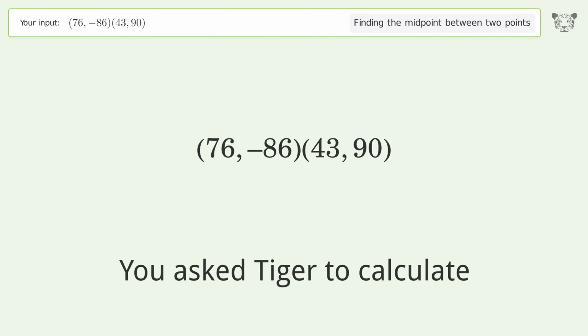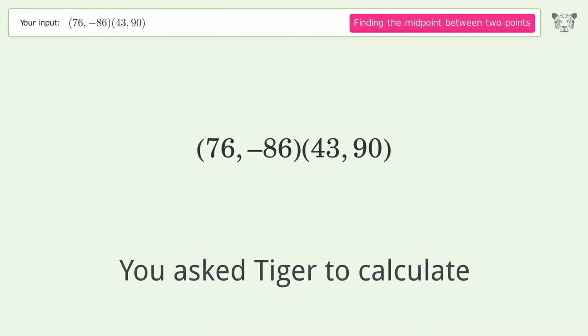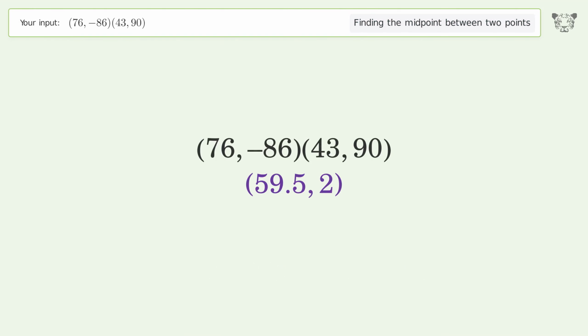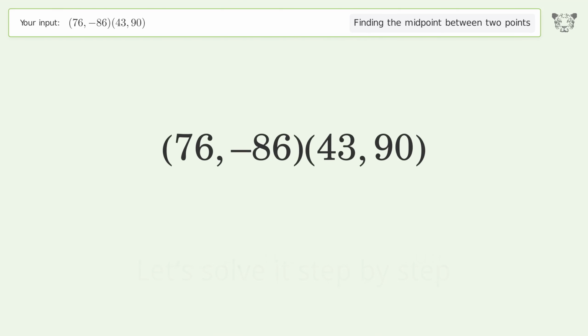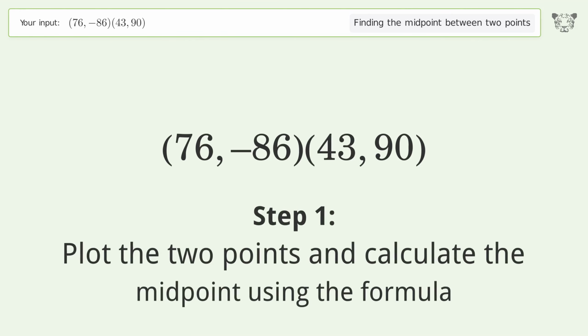You ask Tiger to calculate. This deals with finding the midpoint between 2 points. The midpoint between the 2 points is 59.52. Let's solve it step by step. Plot the 2 points and calculate the midpoint using the formula.